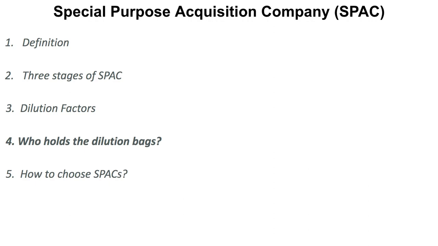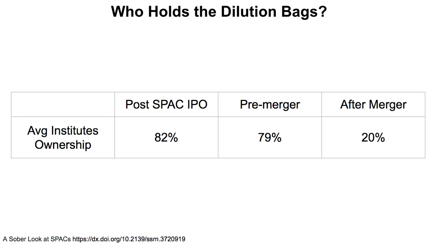Who holds the dilution bags? In this study, they provide a really interesting insight. They looked at the 13F filings, which are reports from institutions or individuals who own a certain amount of assets; I forget the threshold. They have to report that they own the stocks. Based on this public information, they were able to pull out the 2019 and 2020 SPAC names, and they found that, based on the average institutional ownership, after the SPAC IPO, 82% of the common shares of a SPAC name are owned by institutions.